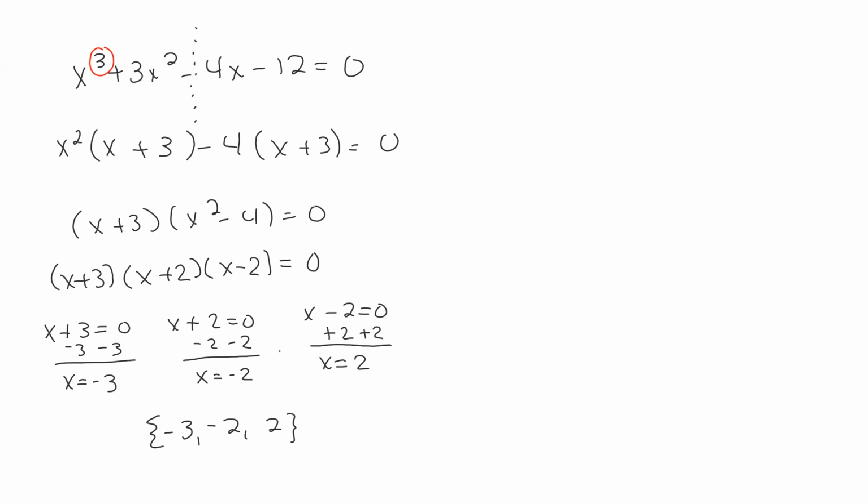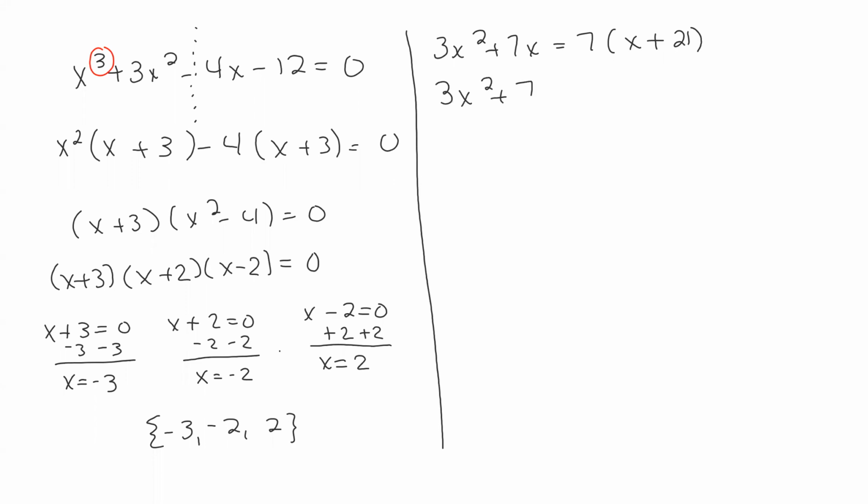All right. Now, last up, we're not going to get a degree 3. We do have a second degree polynomial, but let's look at this one. I have 3x squared plus 7x equals 7 times x plus, Lord have mercy, is that 21? I might not have that right, but let's go ahead and go with it. All right. So I'm going to go ahead and distribute the 7 over here on the right. So I end up with 3x squared plus 7x equals 7x plus, let's see, 147.